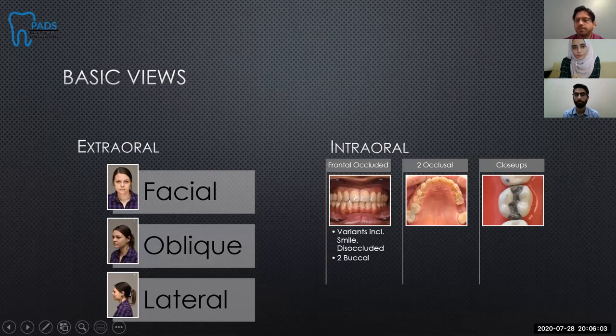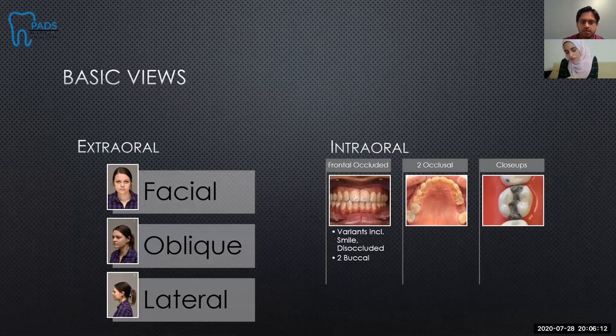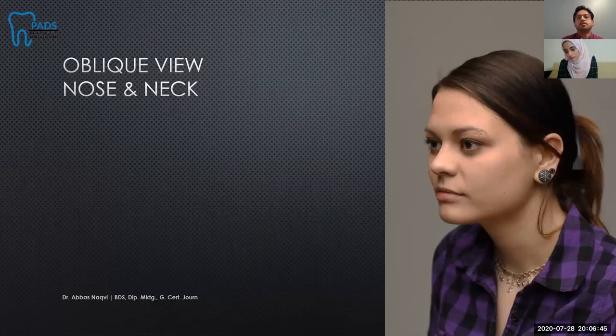Facial and oblique views. Something to keep in mind for the facial view is that the face should be straight in all things as much as possible. For the oblique, just make sure that the nose does not cross the cheek line, and that the neck is in the correct posture. What does this mean? I'll just show you. Here, you see, with age and habits, our postures are spoiled. Sometimes if you just ask someone to sit, they will sit with their neck forward. So you actually have to ask them to sit straight and fix their neck position.